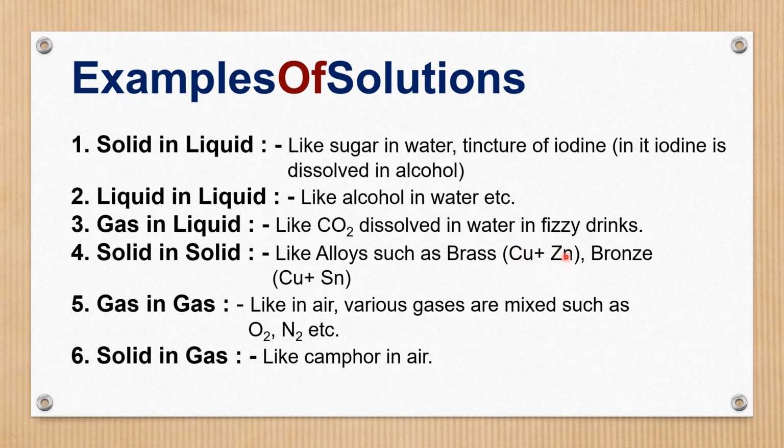And another example, bronze. Bronze is copper and tin. SN is the symbol for tin. So in bronze, copper is the solvent and tin is the solute.